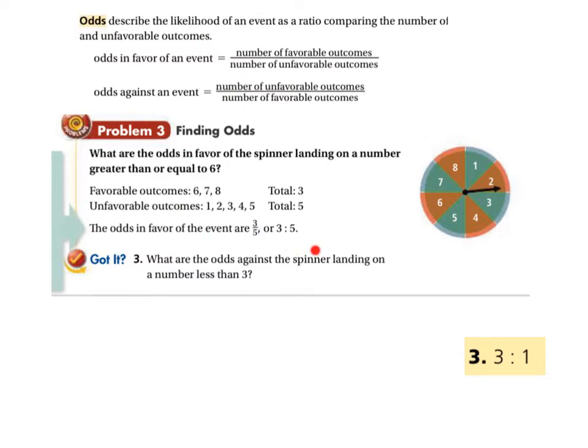So what are the odds against the spinner landing on a number less than 3? So odds against this time, okay? Odds against. So let's take a look at that real quick.